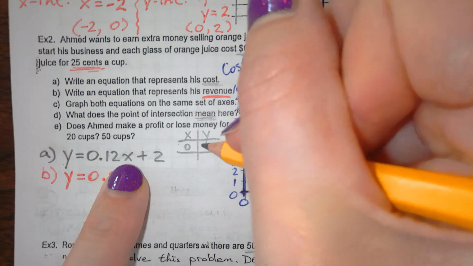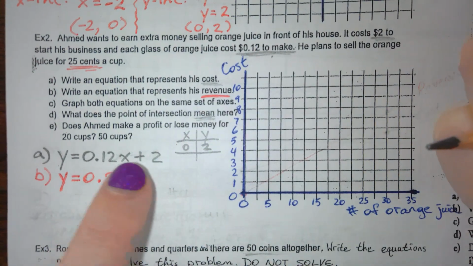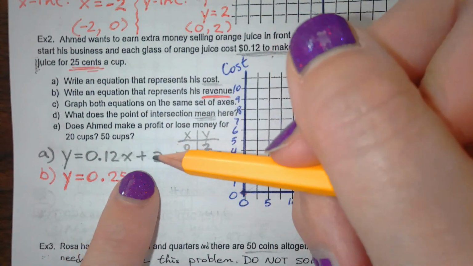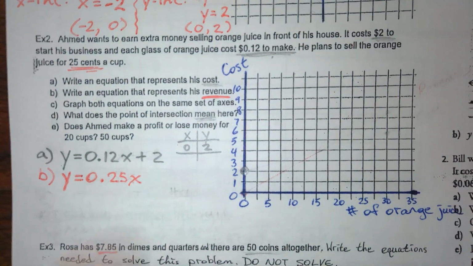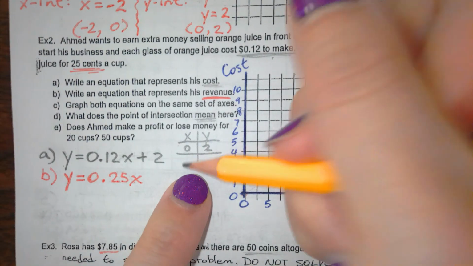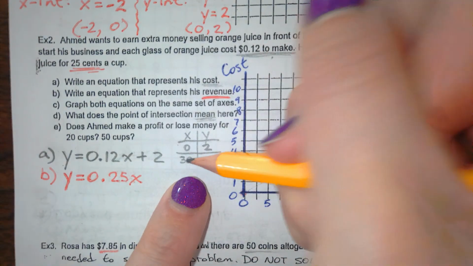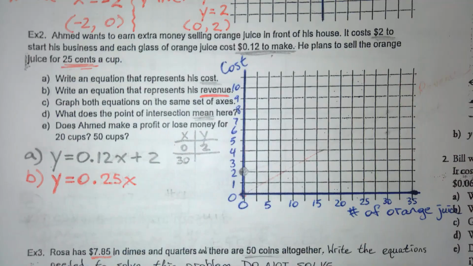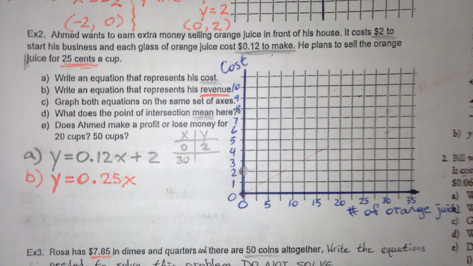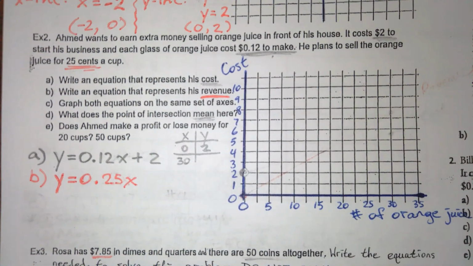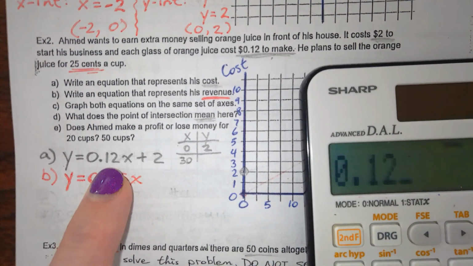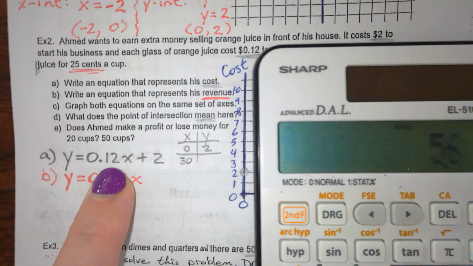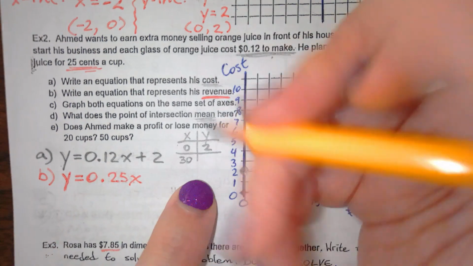2, right? And I should get 2 because this is in y equals mx plus b form, and so I know my y-intercept is at 2. Okay, the other one I'm gonna do like a 30. What about when x is 30? Do it on your calculator. So 0.12 times 30 and then plus 2, I get 5.6.